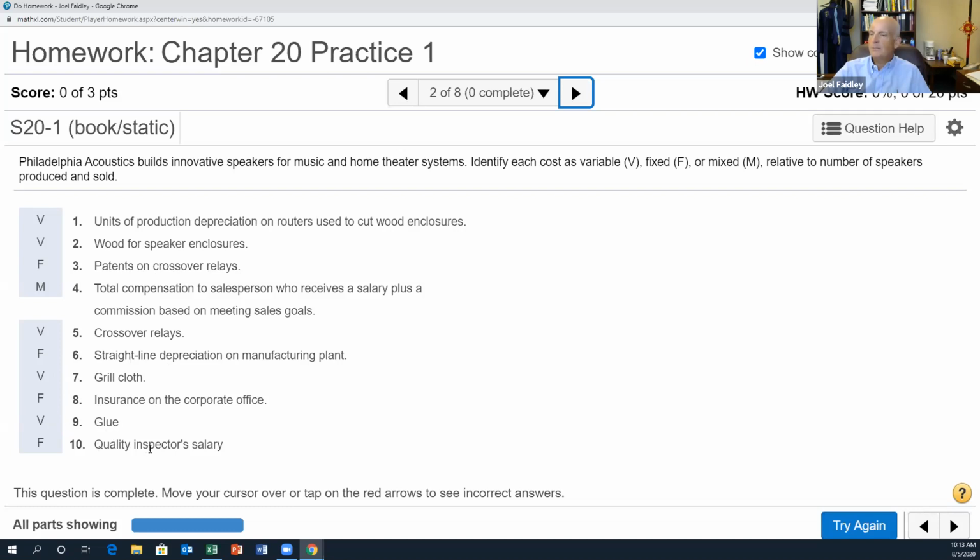And your quality inspector salary. We just looked at chapter 19, didn't we? Inspection, appraisal, it's going to be fixed. Unless they're working overtime, usually the salary is fixed, but the overtime is going to be variable. But that's fixed. They don't say anything about overtime.